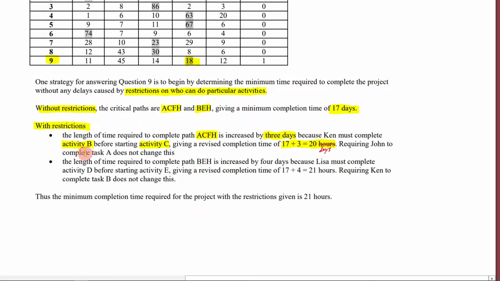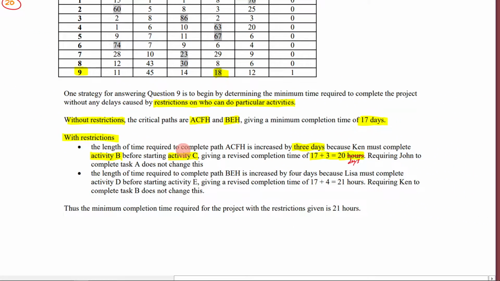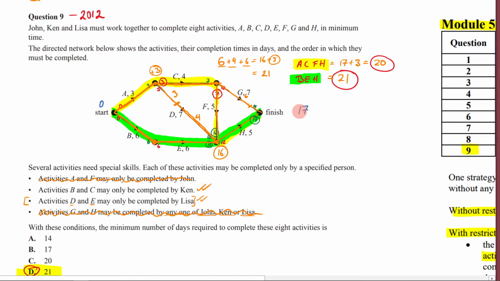Requiring John to complete task A does not change this. But this part here, we're saying A, C, F, H. And remember, did we make this green? No, we didn't. This was in the yellow. A, C, F, H is increased by 3 days because Ken must complete activity B before starting activity C. We come over here. Remember, that's what we said. He must complete activity B before beginning activity C. And because this took 3, this took 6, they were waiting here for 3 days before we could complete it, right? That's what we said. So that added on an extra 3 to our yellow pathway here, ACFH. 17 plus 3 was 20.